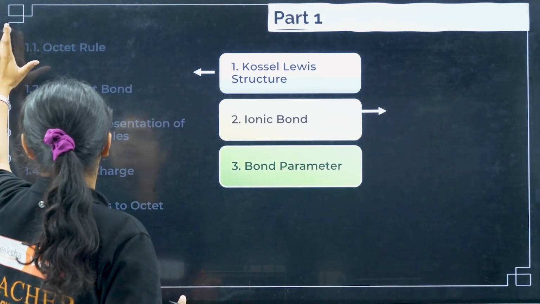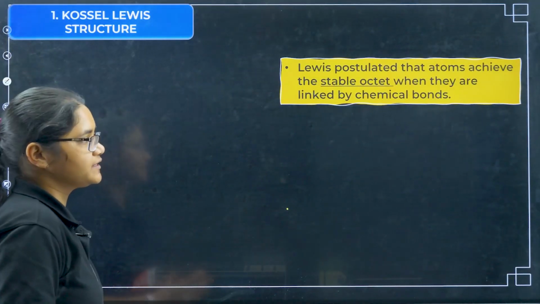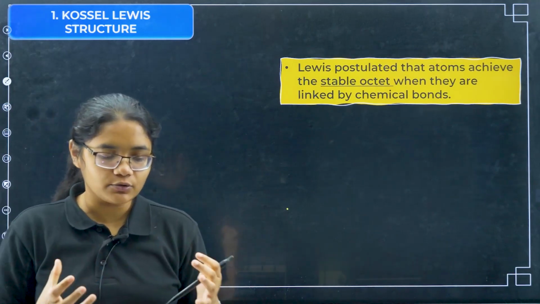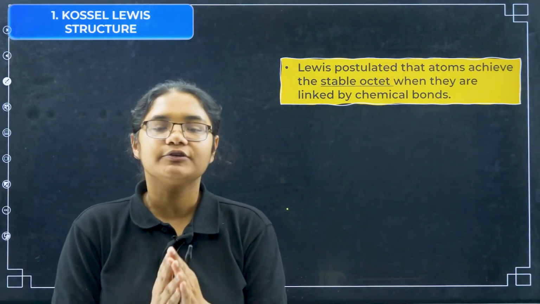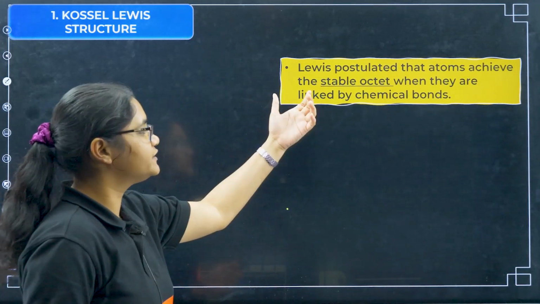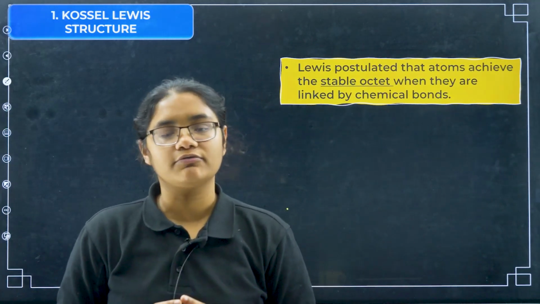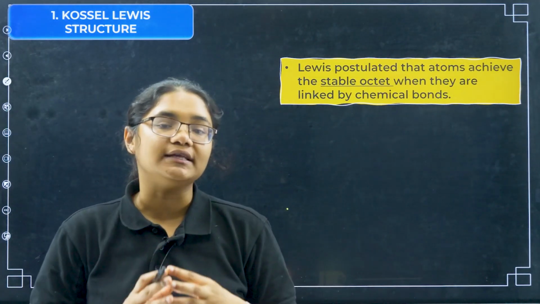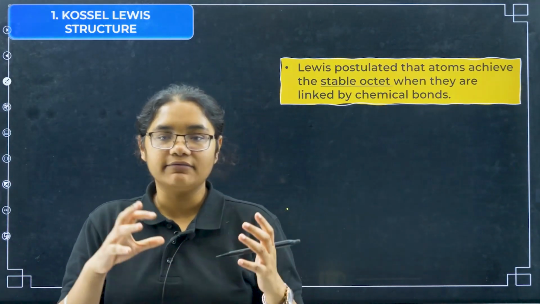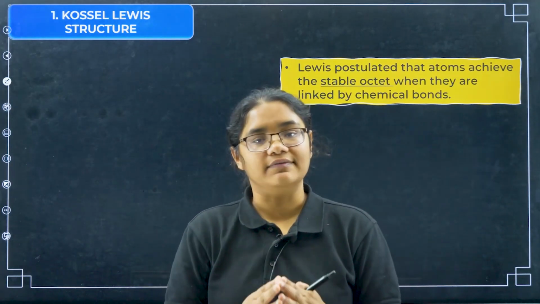Under Lewis structure, the first thing I want to discuss is why do atoms form bonds, or why do different elements form bonds. Lewis said that different elements form bonds to become more stable, or to gain a stable octet configuration. What is octet configuration? To have 8 electrons in the valence shell. Lewis said that every element tries to form bonds to get this stable octet configuration in its valence shell.